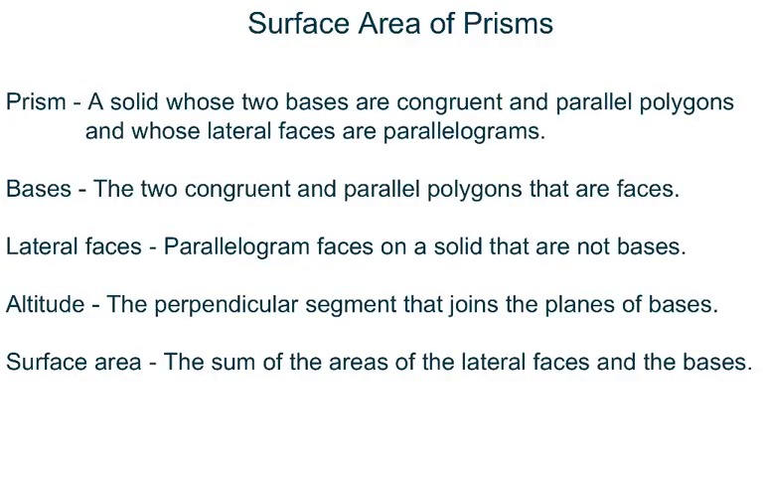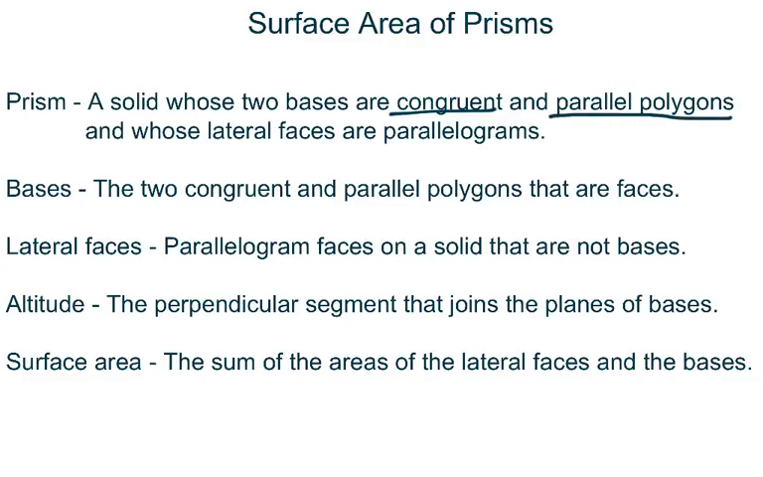Well, hello. This lesson is titled Surface Area of Prisms. So let's first go over a few definitions here. We have a prism. What is a prism? A prism is a solid, so it's going to be a three-dimensional object, whose bases are congruent and parallel polygons. So that's going to be key right there. They're congruent and they're parallel polygons.